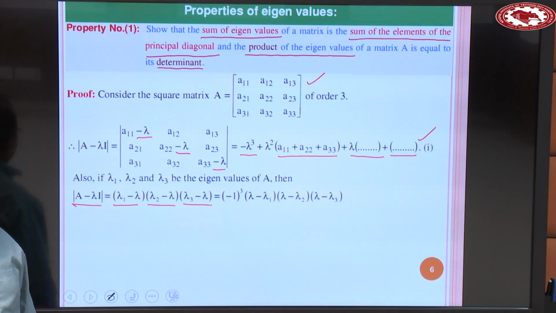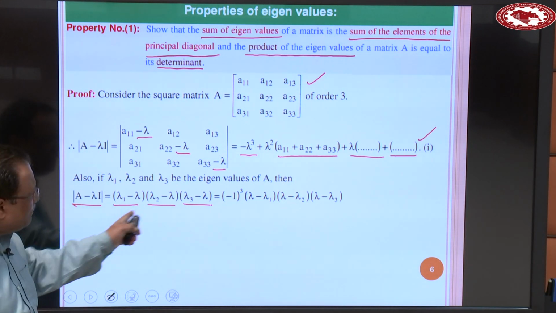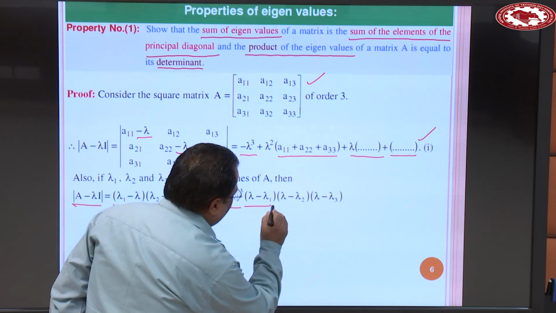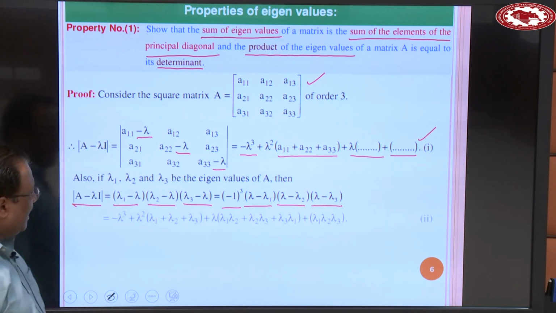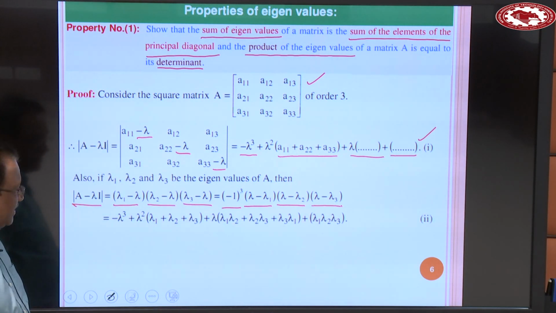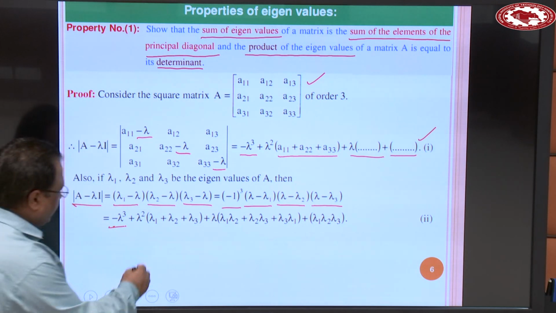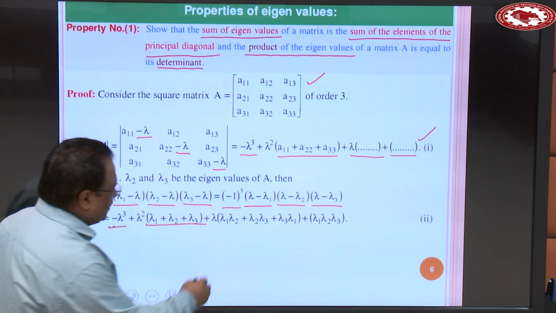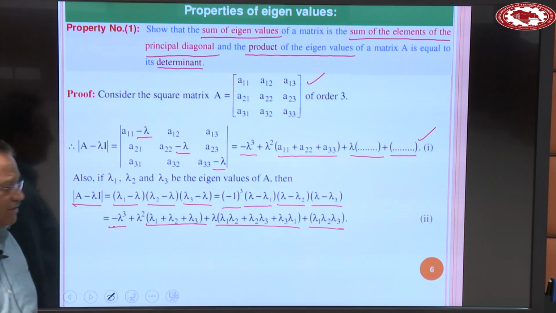Okay, और इक्वेशन बनानी हो तो इक्वल टू 0 कर लो तो लैम्डा की वैल्यू लैम्डा 1, लैम्डा 2, लैम्डा 3 ऑटोमेटिकली आ जाएगी. Okay, so when you multiply these 3 factors we obtain (-1) power 3 and lambda minus lambda 1, lambda minus lambda 2, lambda minus lambda 3, and multiply these 3 factors. First, the coefficient of lambda cube is -1, the coefficient of lambda square is lambda 1 plus lambda 2 plus lambda 3, the coefficient of lambda is this, and the independent term is this, lambda 1 lambda 2 lambda 3.